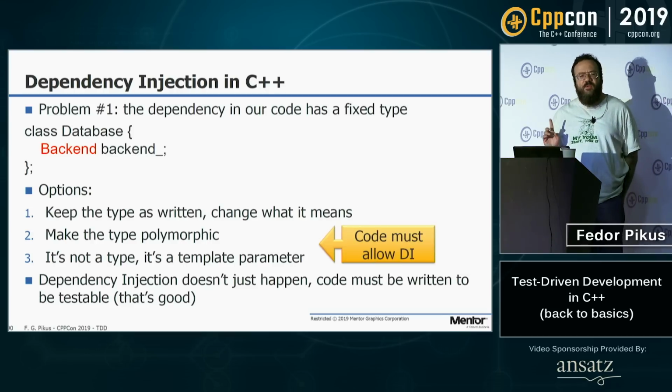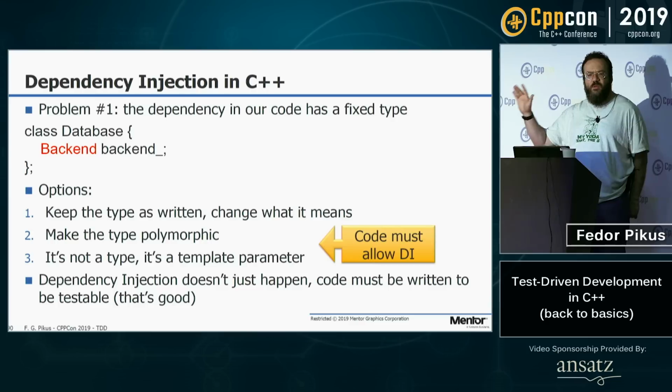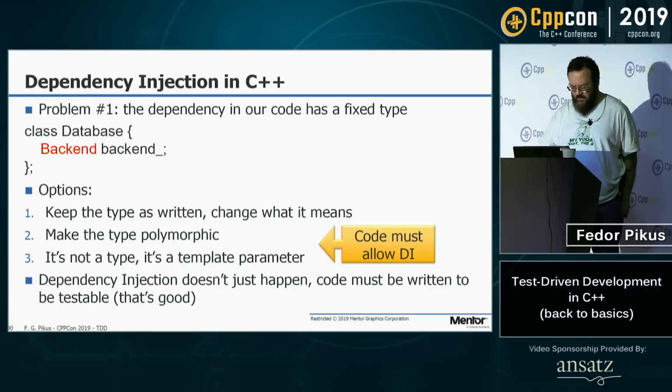Now, in both cases, what's important is this doesn't just happen. You can't graft it on after the fact. You have to design your code to be testable. You have to think about how you're going to test your dependencies during the design. Code must be written to be testable if you want to use these techniques. That's actually a good thing.